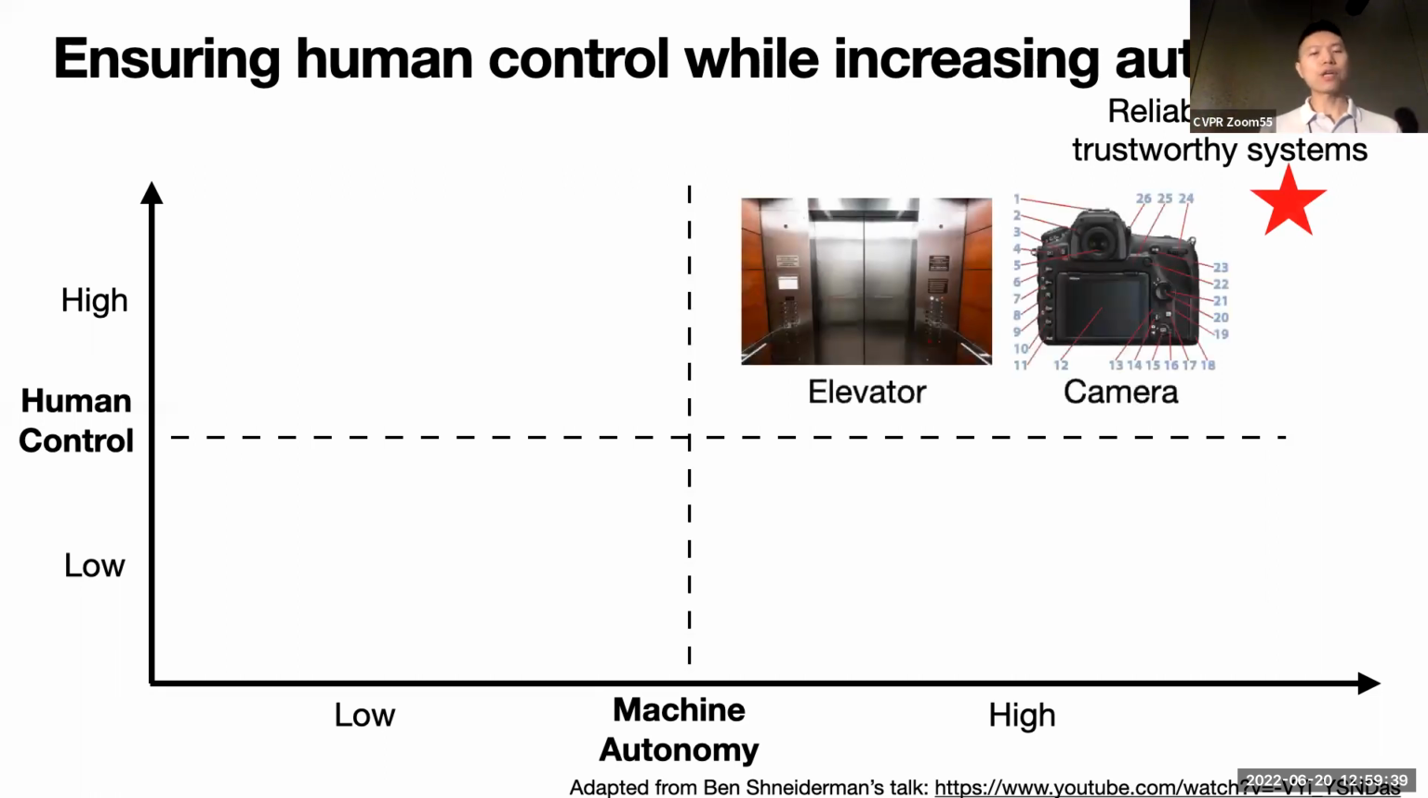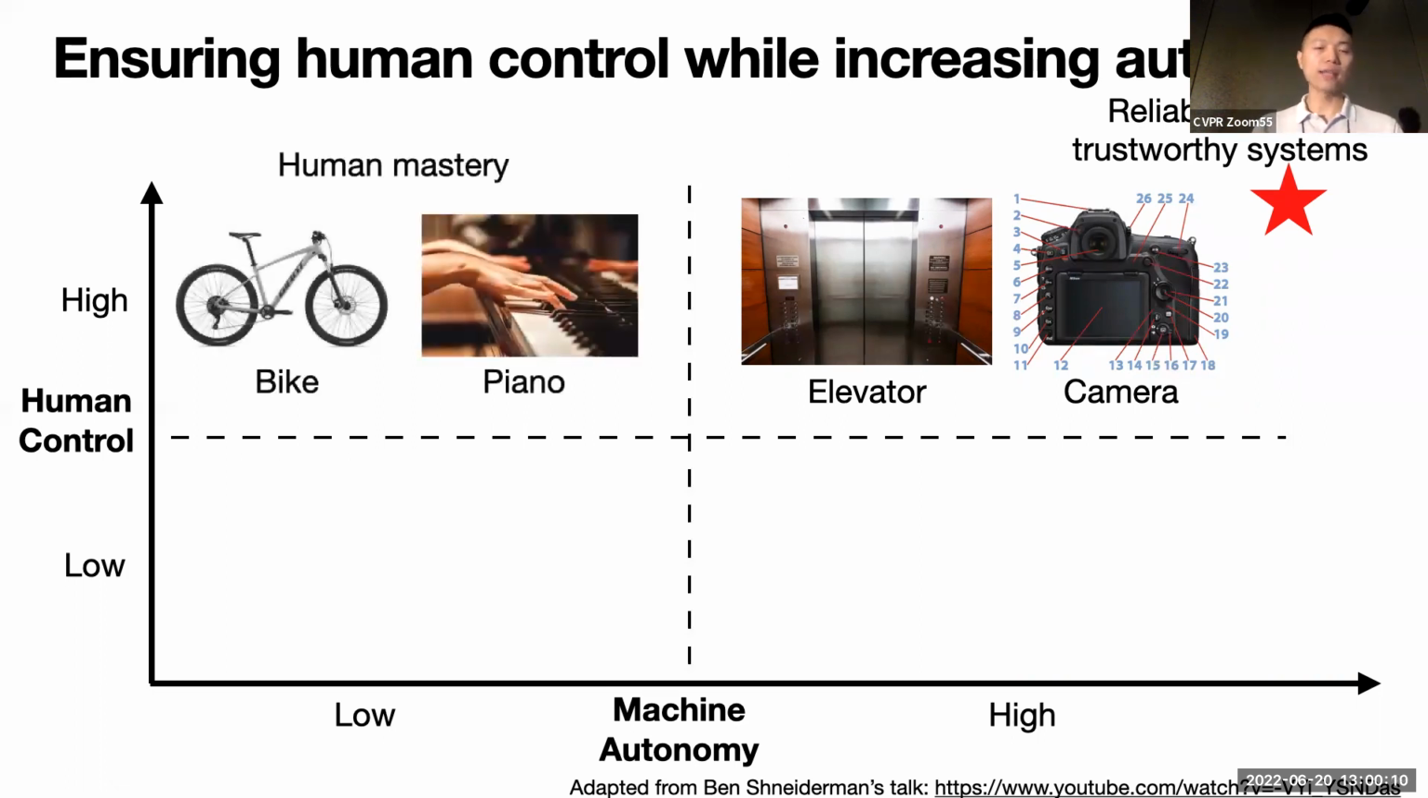There are actually already some human inventions in that domain that have high machine autonomy as well as high human control, for example, elevators and digital cameras. We have many settings. We can customize the machines as we want, and then we click a button, and the elevator will send us to the floor we want, or the digital camera can take a photo for us.